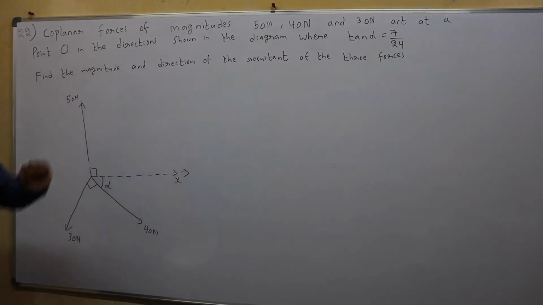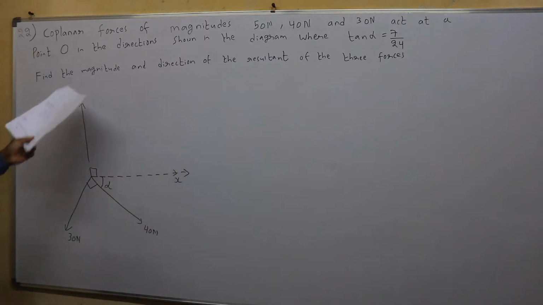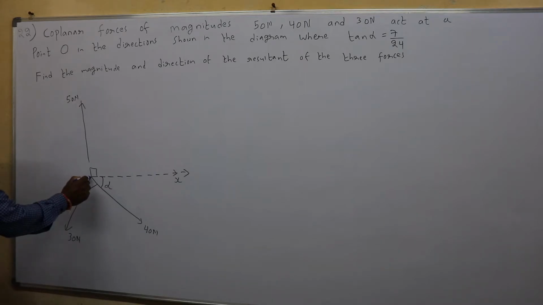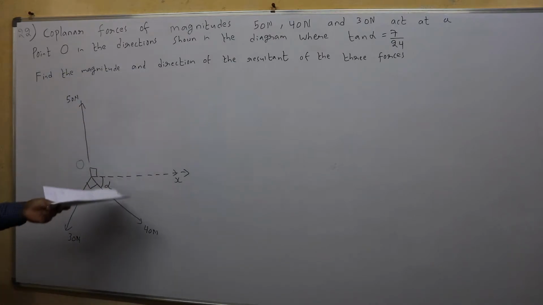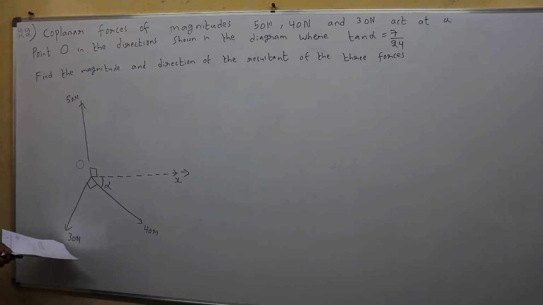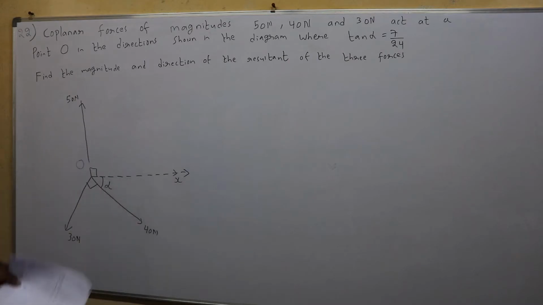Coplanar forces of magnitudes 50 Newton, 40 Newton and 30 Newton act at the point O. This is the given point O, in the directions shown in the diagram: 40 is acting here, 30 and 50. Where tan alpha is equal to 7 by 24. Find the magnitude and direction of the resultant of the three forces.